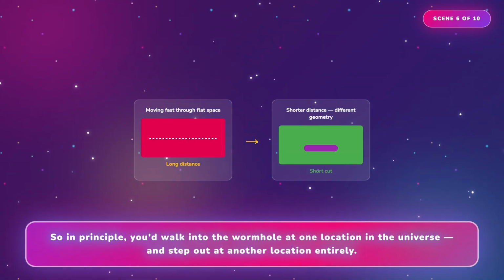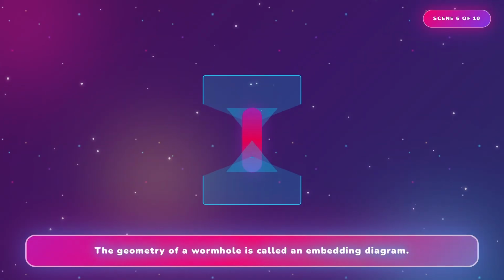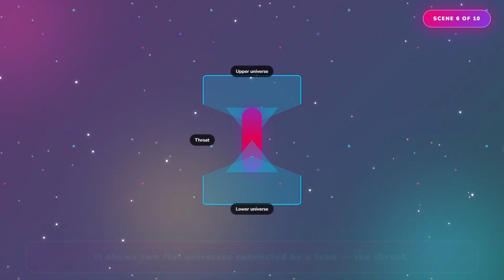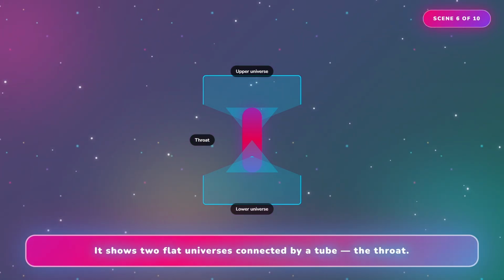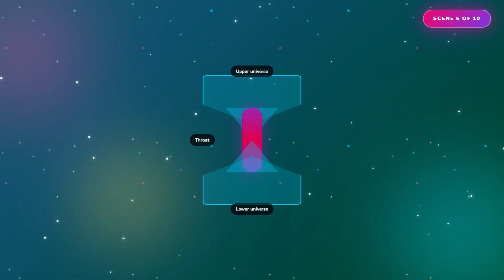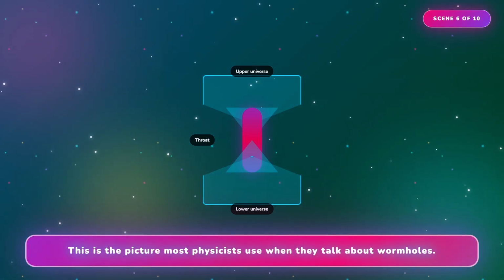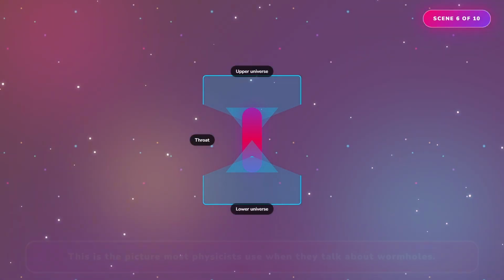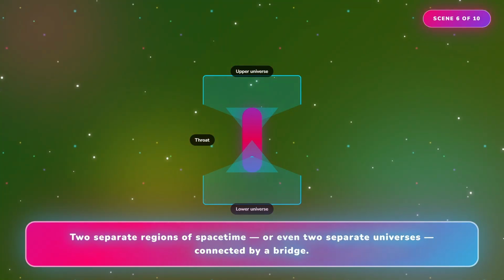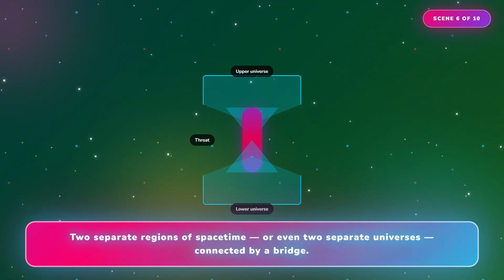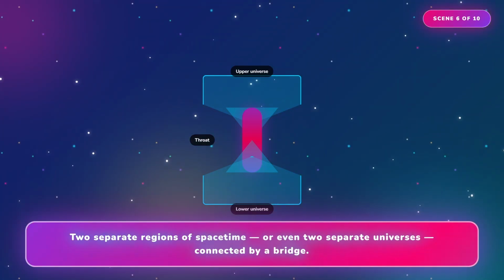The geometry of a wormhole is called an embedding diagram. It shows two flat universes connected by a tube, the throat. This is the picture most physicists use when they talk about wormholes. Two separate regions of space-time, or even two separate universes, connected by a bridge.